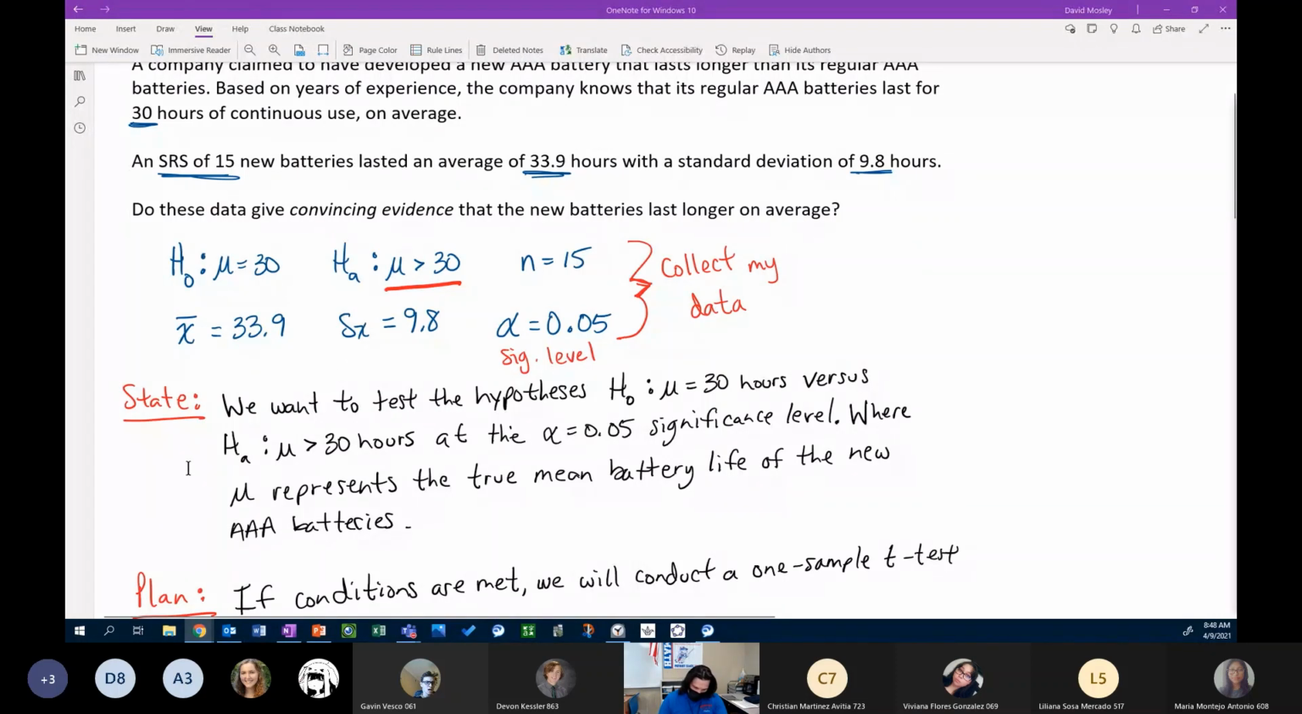So again, I want to point out that the statement here has three things. I have my hypotheses, the significance level, right? And I defined mu. You need those parts. Right? This tells the reader everything you're going to be using from our context. You've given a meaning to the things that you're going to use. All right.